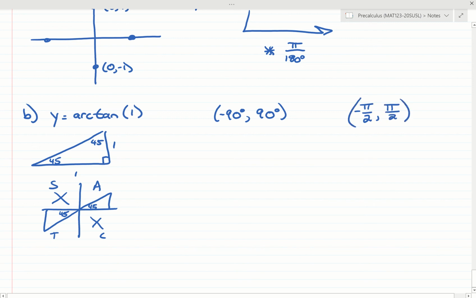So in degrees, we have 45 degrees and 225. But 225 isn't within our restricted range, so the only answer that works here is 45 degrees. In radians, that's pi over 4.